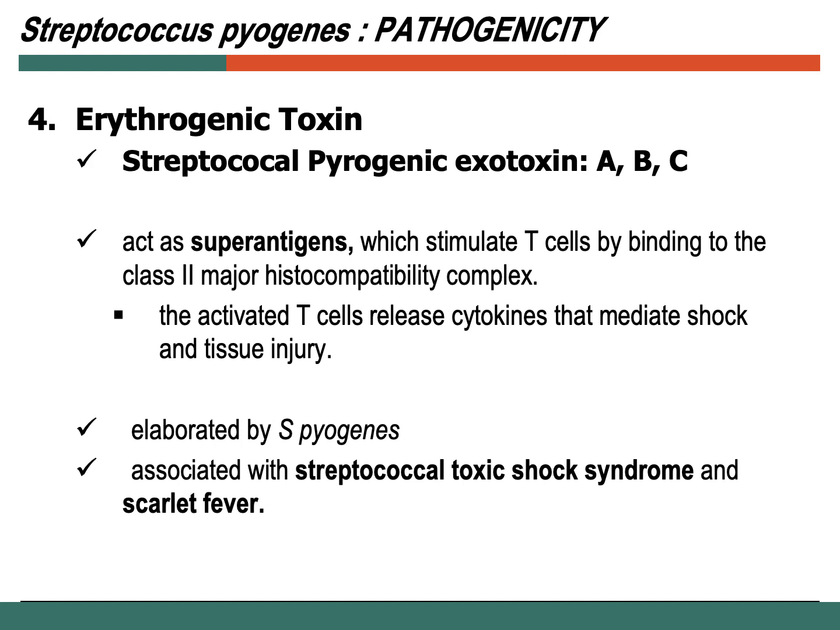You also have erythrogenic toxin. Your erythrogenic toxin, which causes fever, or your pyrogenic toxin, you have your exotoxin A, B, and C. Okay? Your erythrogenic toxin also acts as a superantigen. So as discussed kanina, it stimulates T-cell production, T-cell response by binding to the class 2 major histocompatibility complex, which activates T-cell release of cytokines and mediates shock and tissue injury because of the uncoordinated release, because these are non-specific.